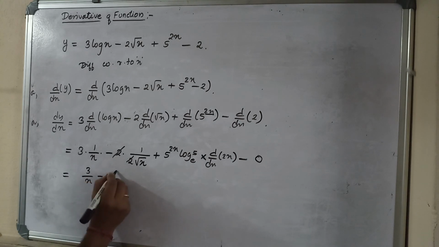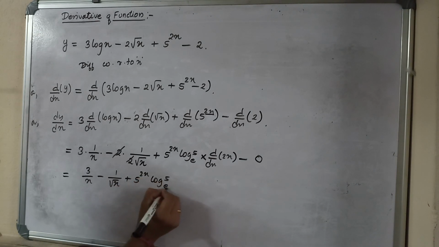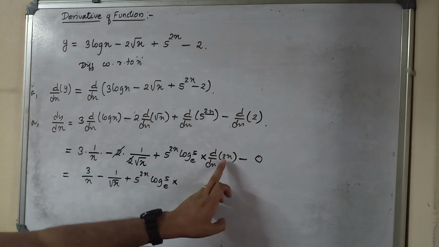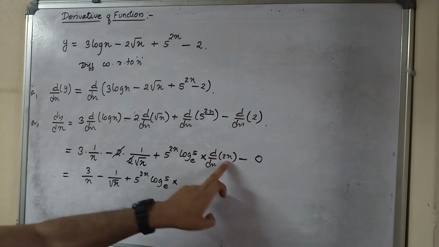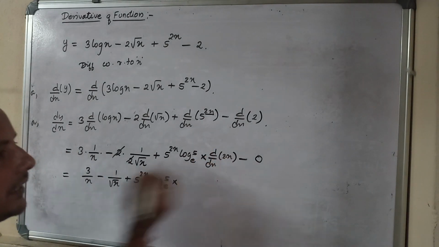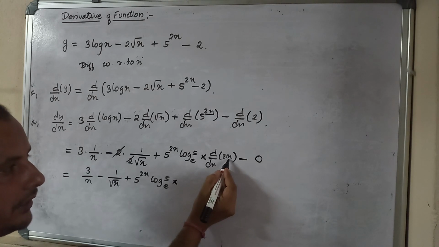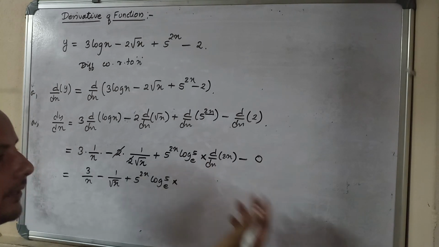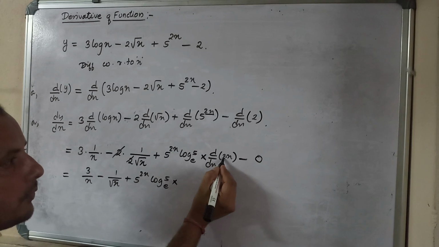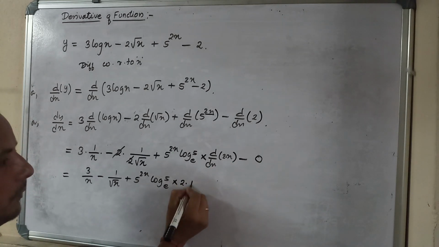3 by x minus 1 by root x plus 5 to the power 2x log 5 to the base e into, you can write 2 outside the derivative. If I write 2 outside the derivative, it will be 2 into dy/dx of x. If it is an attached constant, we are not going to write this as 0. Just differentiate the variable. If it is attached, the derivative is not equal to 0. Only if it is separated by plus or minus can we write 0. 2 into x means you can write 2 into the derivative of x, which is 1.